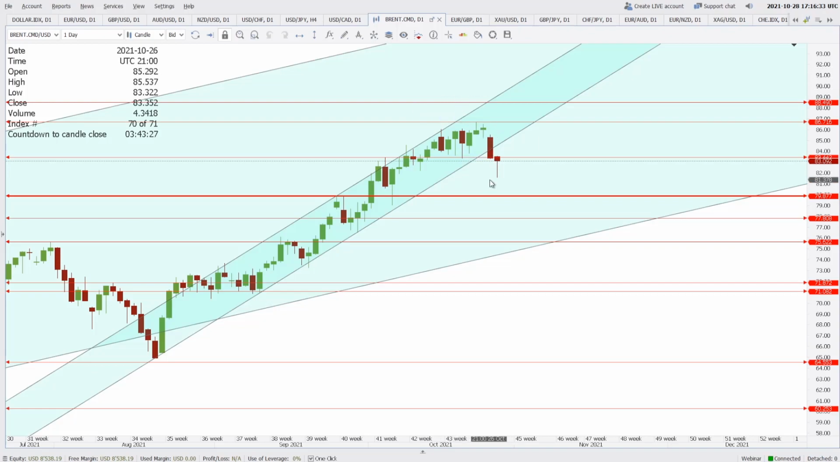Right now you see this Brent has broken below this support of 83.44 yesterday, and today there was a follow-up to the downside. Now this 83.44 will keep acting as the resistance, and 79.87 is going to be the support for this.